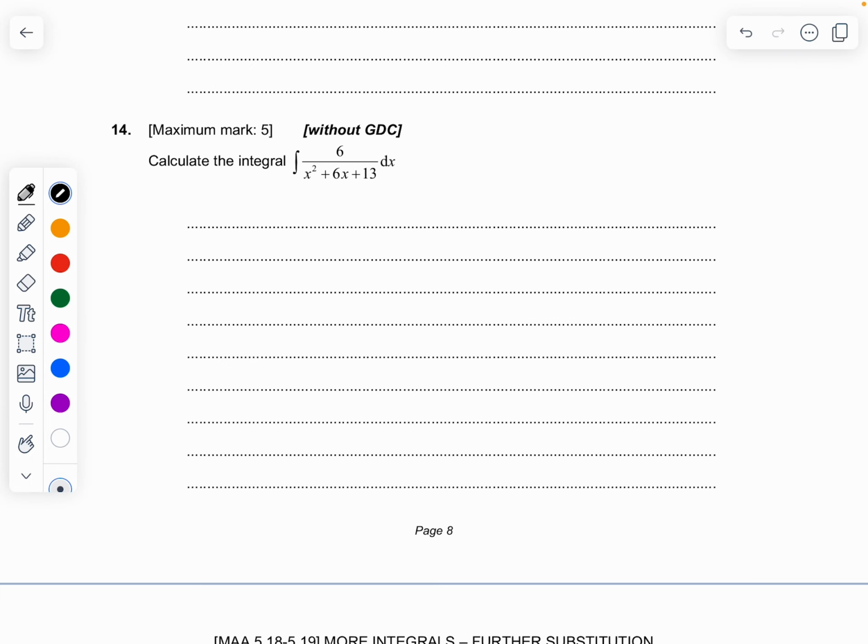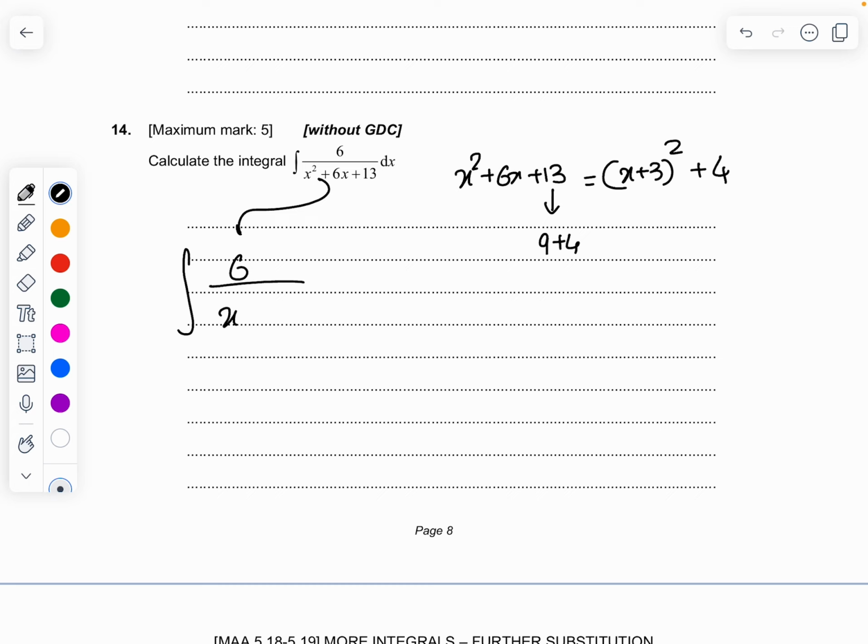Now question number 14. Now this we cannot factorize. So x squared plus 6x plus 13 can be written as (x plus 3) whole squared plus 4, since (x plus 3) whole squared gives 9, and 9 plus 4 is 13. So this will become the integral of 6 upon (x plus 3) whole squared plus 4 dx. So what is the formula I'm going to use? The integral of 1 upon x squared plus a squared dx is 1 upon a tan inverse of x upon a plus c.